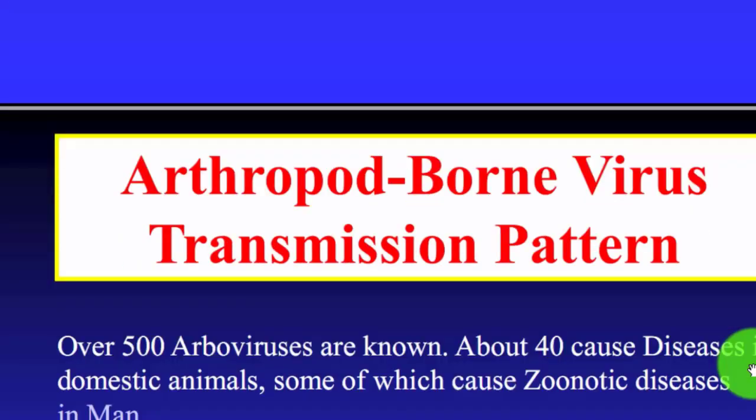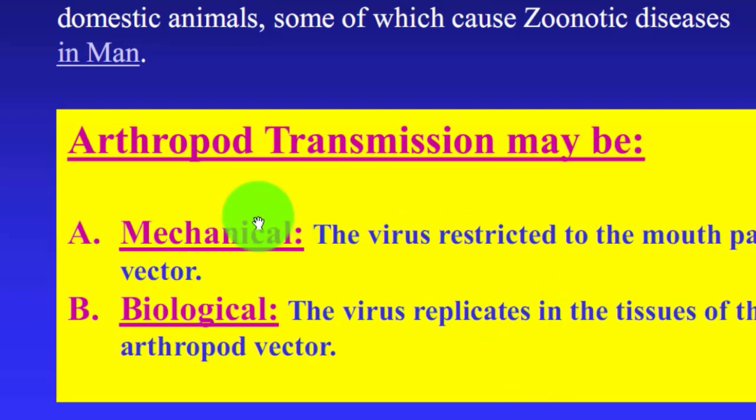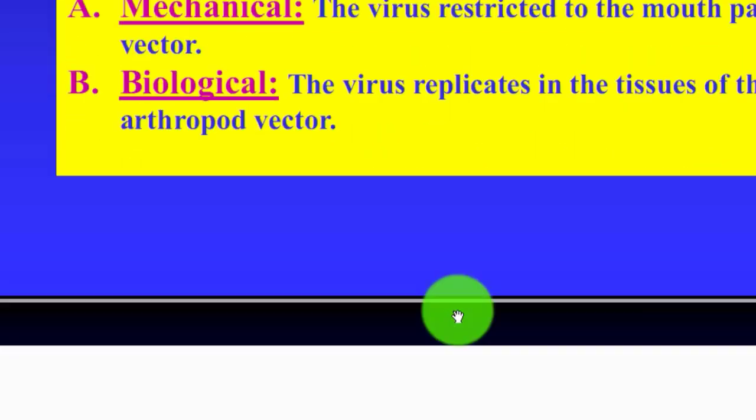Arthropod-borne virus transmission pattern: over 500 arboviruses are known, about 40 cause disease in domestic animals, some of which cause zoonotic diseases in man. Arthropod transmission may be mechanical, the virus restricted to the mouth parts of the vector. Biological, the virus replicates in the tissue of the arthropod vector.